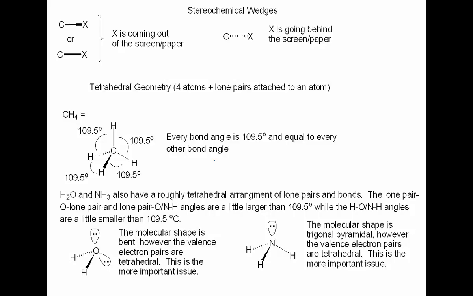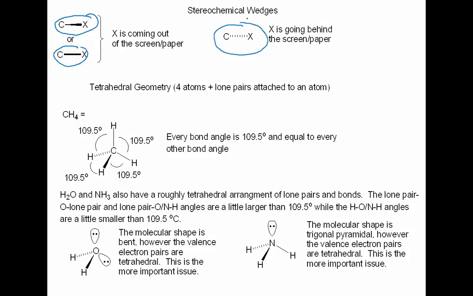Alright, so when we look at the geometry, the screen here is a 2-dimensional surface, but we need 3 dimensions to fully describe the geometry. So we're going to use this symbol here, the bold line, or the line that gets bolder as x comes out, to signify that this x group is coming out of the screen. And we're going to use this symbol here to denote that the X group is going behind the screen or the paper. Okay, so let's look at tetrahedral geometry.